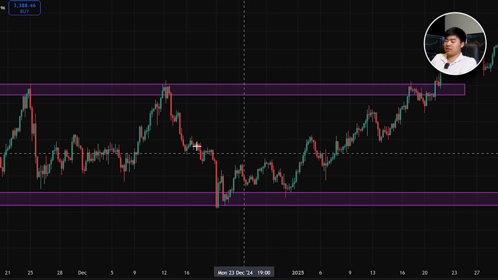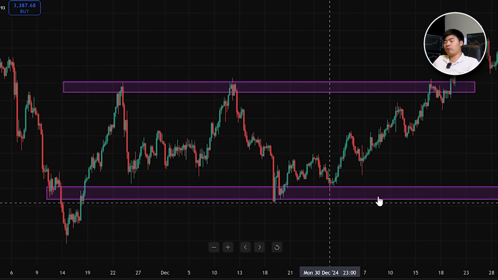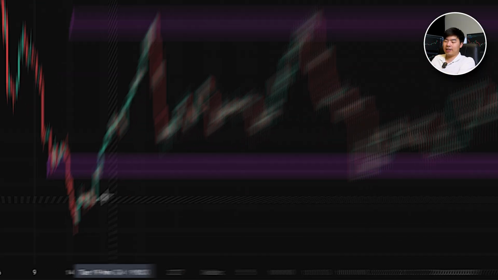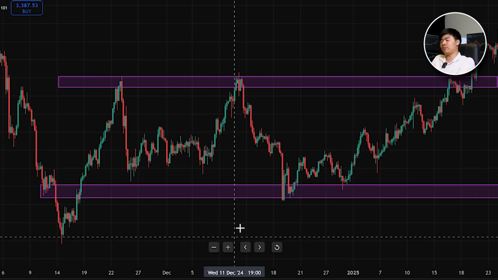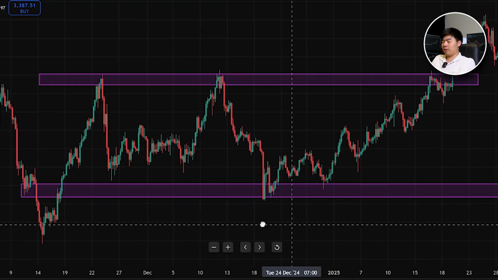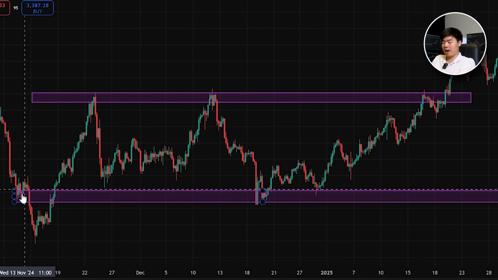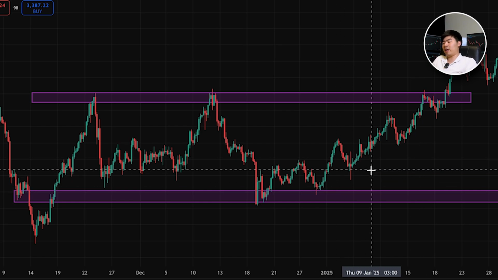When a resistance level like this is broken, normally the price would rise up aggressively, and the other way around. For support, when support levels are broken, normally the price would fall drastically. As you can see here, the support level was broken once here, but it doesn't really matter because the support level has been respected at least 4 times. See here, 1, 2, 3, and 4. Yeah, at least 4 times from what I can see.